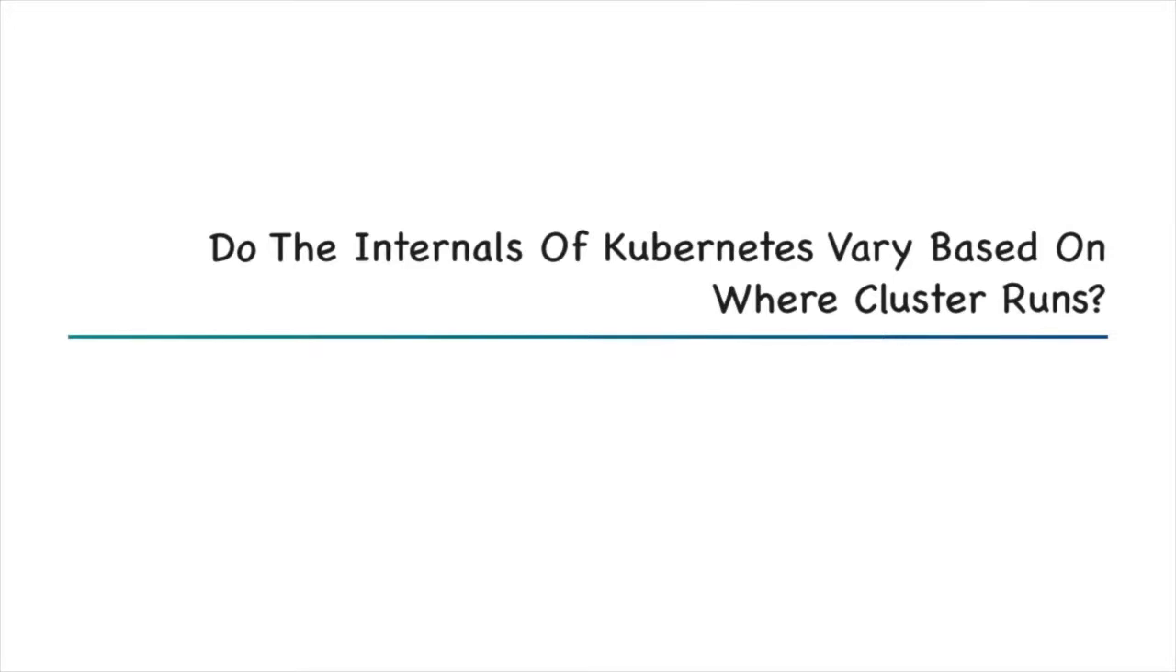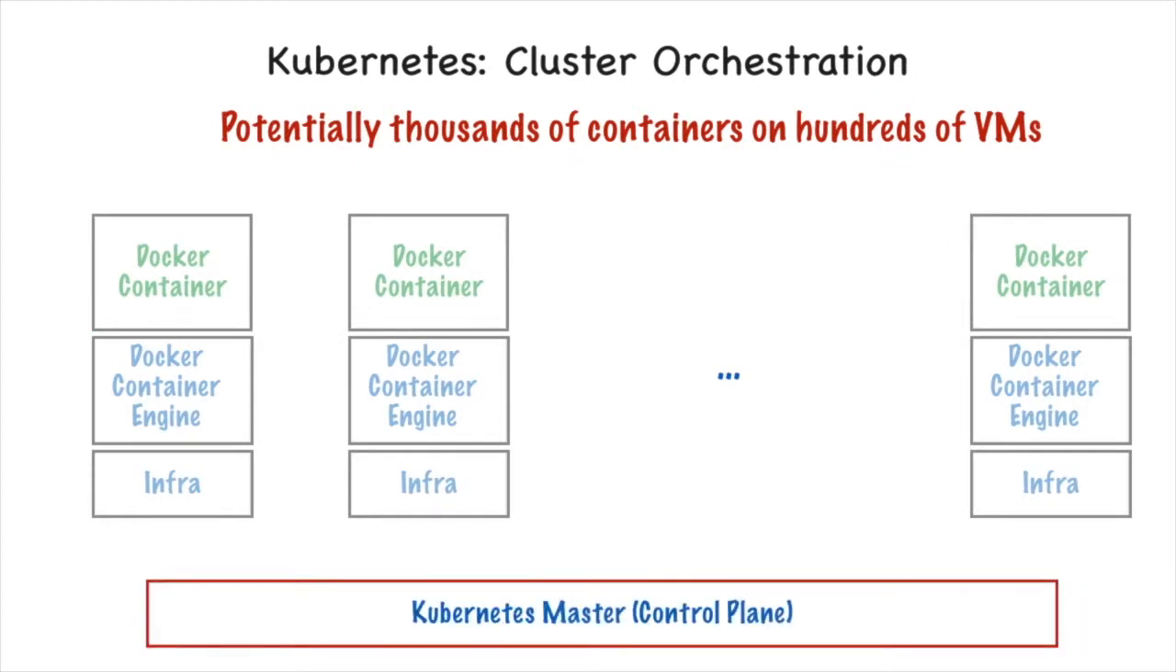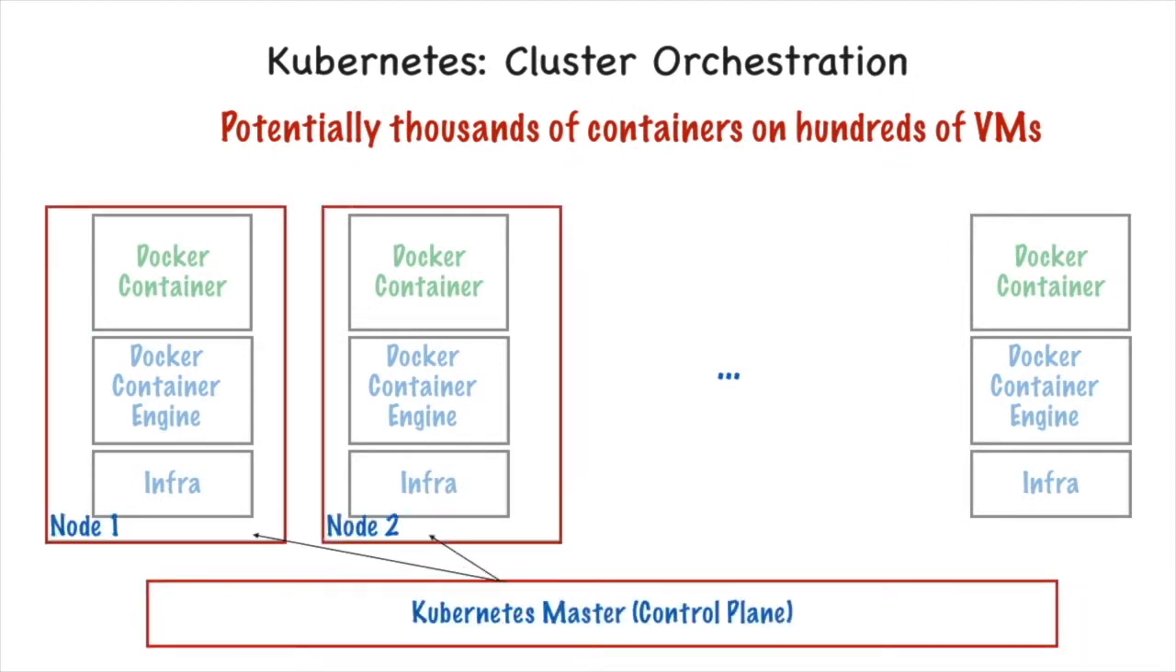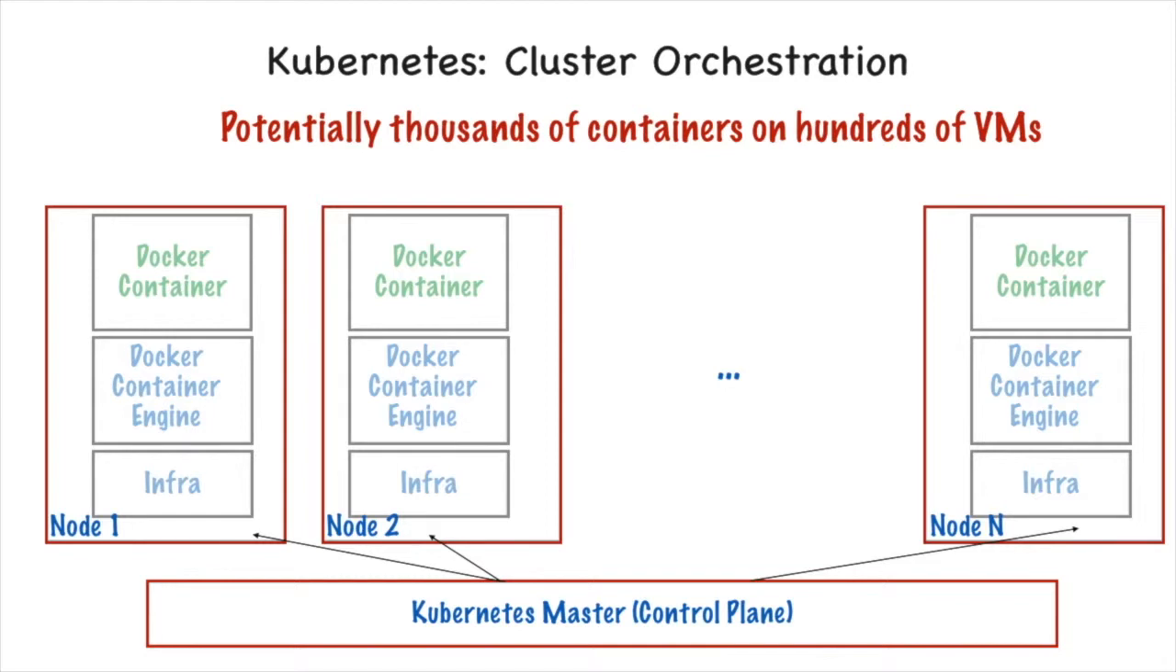The short answer to this question is yes. The internals of our Kubernetes cluster are going to change based on where exactly our cluster runs. Let's go back to our high level diagram of a Kubernetes cluster. Remember that Kubernetes runs on some low level infrastructure.